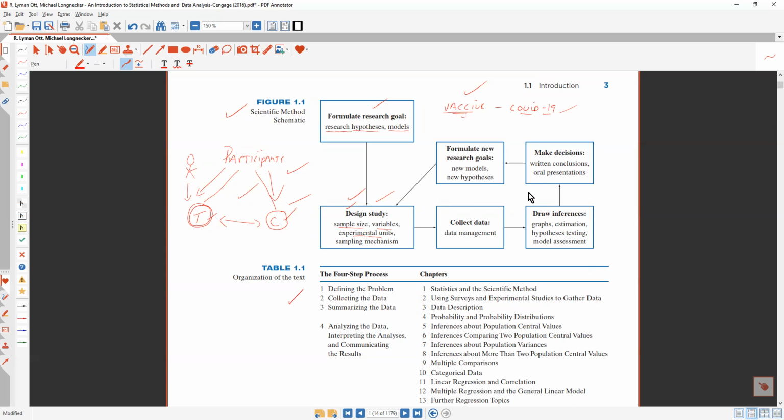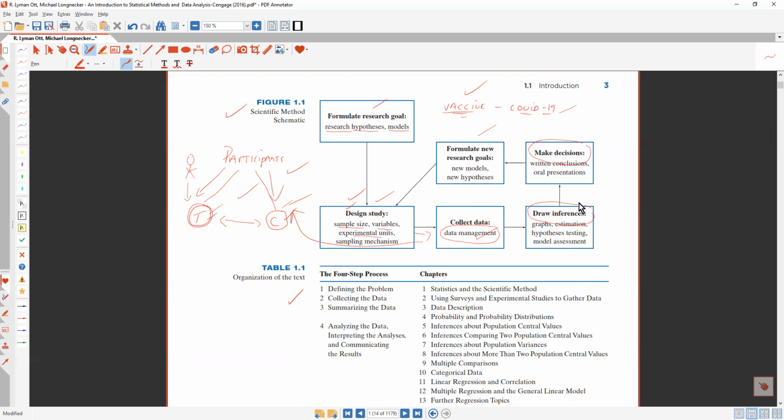Well, there's different steps here. You formulate new research goals, you get new models. So you collect data over here. Sorry, that's the last point. We're going to go this way. You collect data, data management. So what do we collect on our COVID-19 participants? We gave some people the vaccine, some people the sugar pill, and then we observe results and draw inferences. And from there, we make decisions.